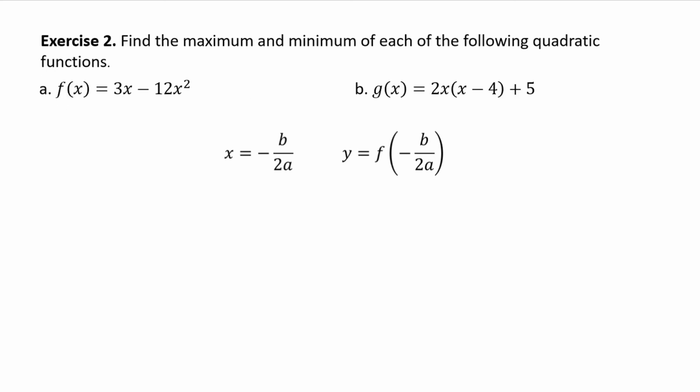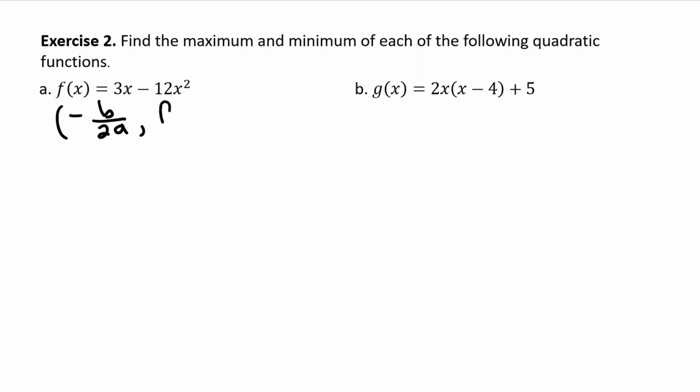Find the maximum and minimum of each of the following quadratic functions. One option is to complete the square. The other is to use the vertex formula, which was negative of b divided by 2a, and f evaluated at the negative of b over 2a. So let's find the x place first.